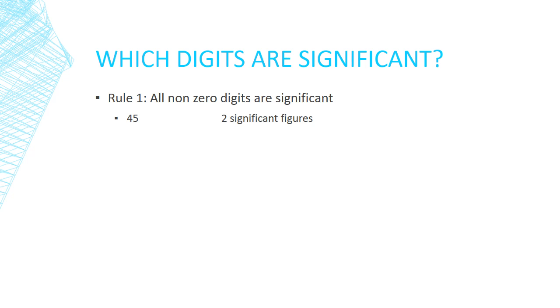So the number 45, both the 4 and the 5 are significant. 32,453, all of those digits are significant. So basically any number that's not 0 is always counted as a sig fig.